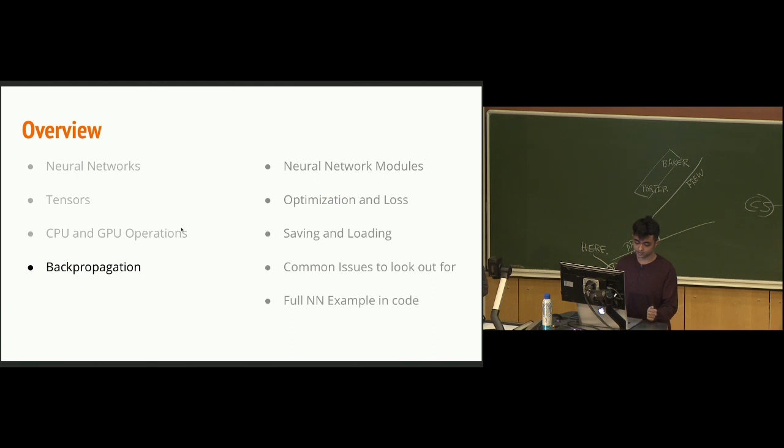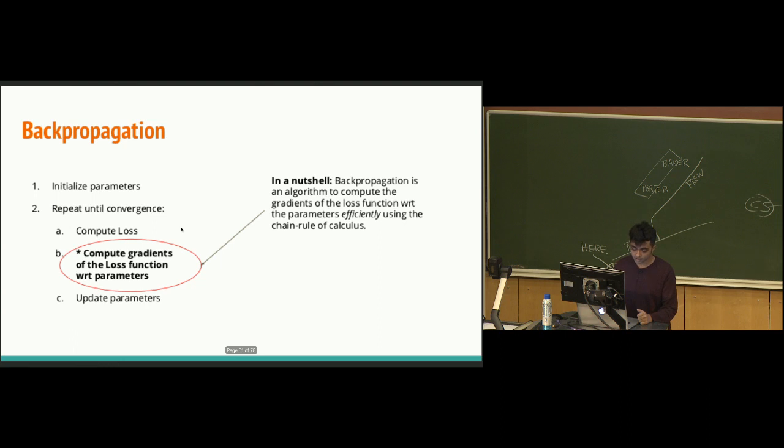And now we will see what automatic backpropagation actually is on a high level. And that is one of the main reasons why we use such deep learning libraries. So if you remember in gradient descent, one of the steps was you want to compute the gradient of the loss function with respect to every parameter of the neural network. And so backpropagation is basically a way of computing those gradients in an efficient way so that you don't have to redo the calculations.